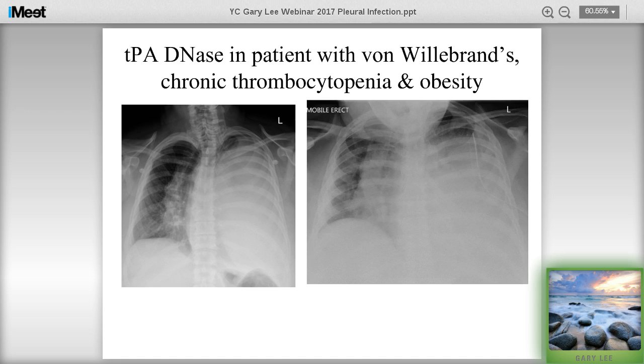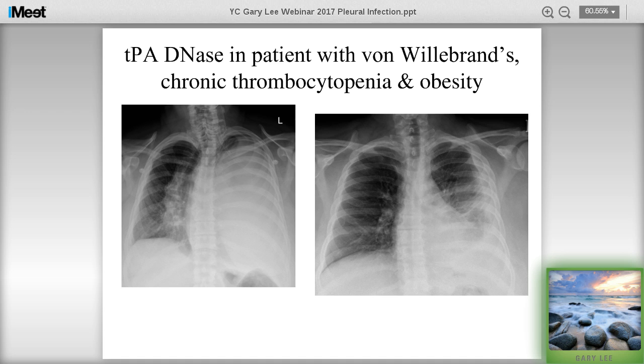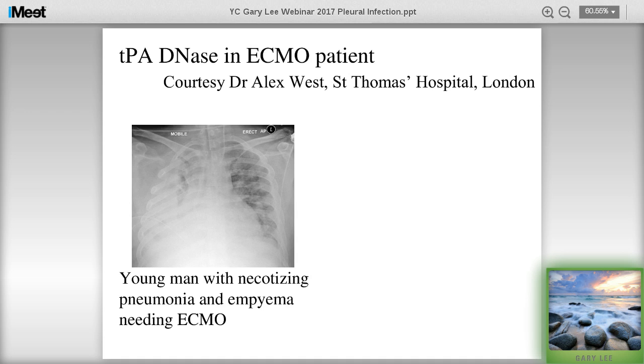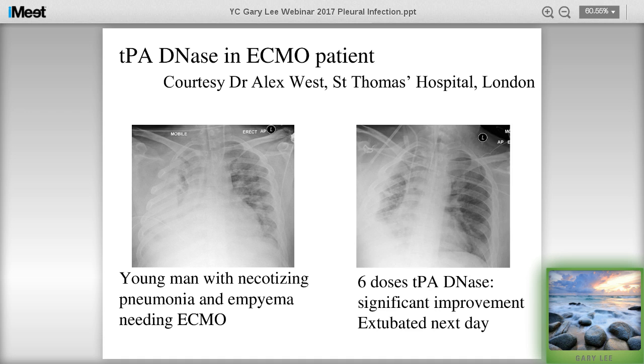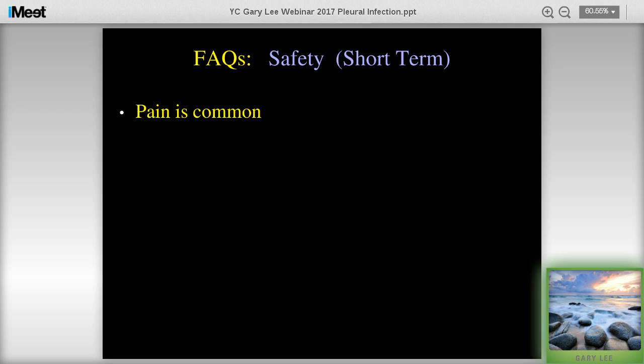And he comes in with a whole chest full of pus. A large-bore chest tube was put in, and it didn't actually make a lot of difference, but 3 days of TPA and DNase did make a significant improvement. And I borrowed this slide from Dr. Alex West, and he and his colleague, Dr. Ahmed, have actually used TPA and DNase in a couple of patients in the intensive care who were on ECMO to sustain life. This young man has necrotizing pneumonia and empyema. The surgeons deemed that he is too unstable to have an operation. So with 3 days worth of TPA and DNase, you can see significant improvement, extubated the next day.